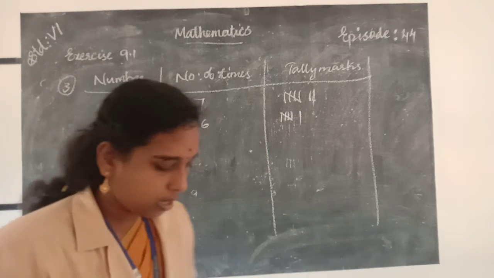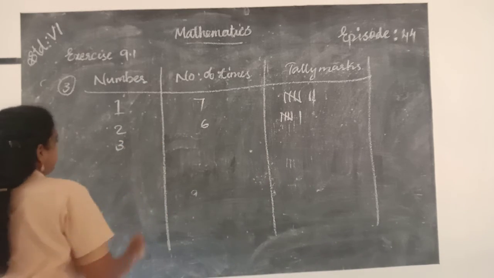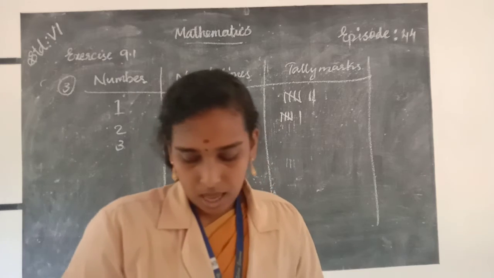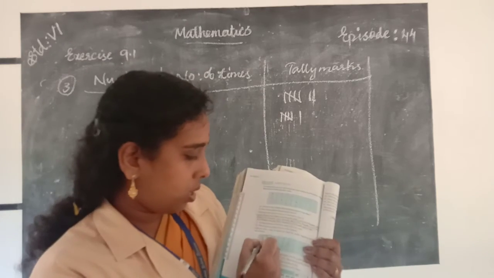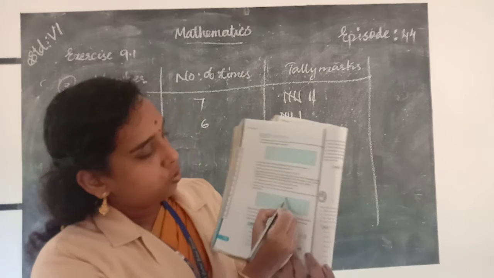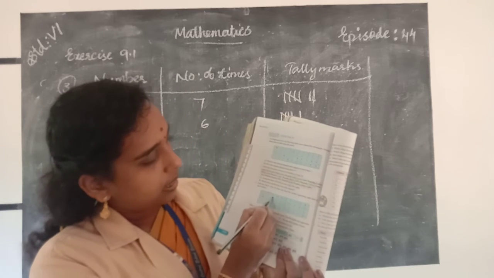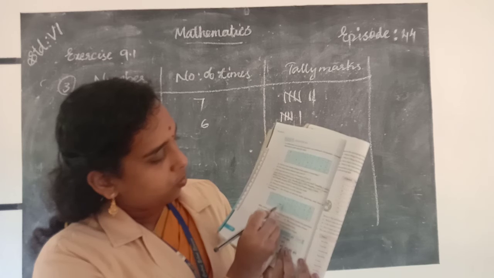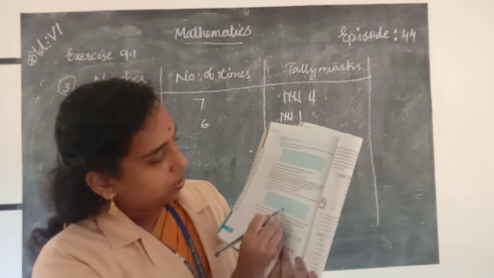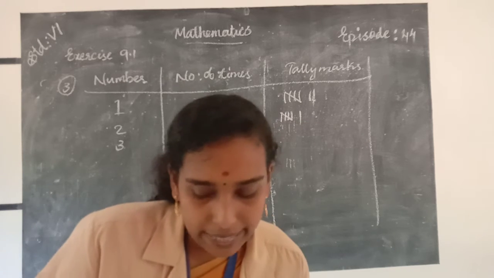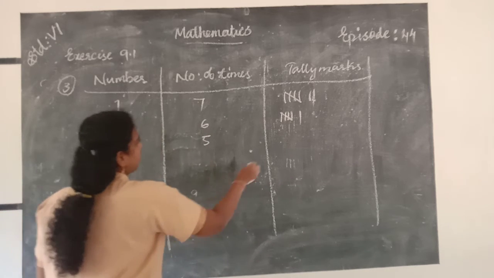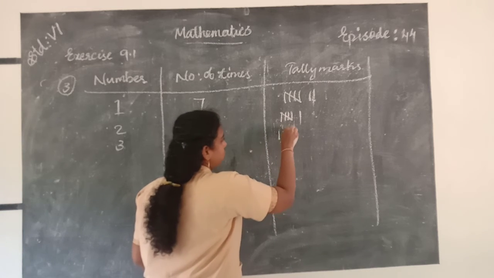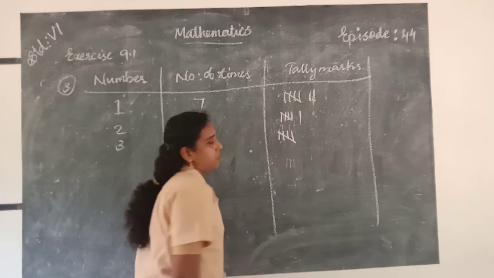Then the next number is 3, and the number of times: 1, 2, 3, 4, 5. So, only 5 times the number 3 appears. The number of times is 5 and the tally marks are 1, 2, 3, 4, 5.